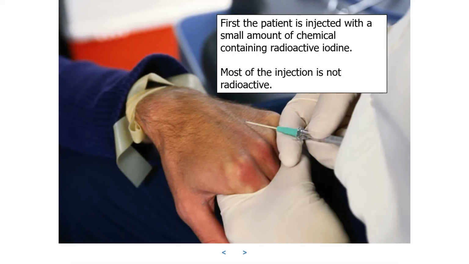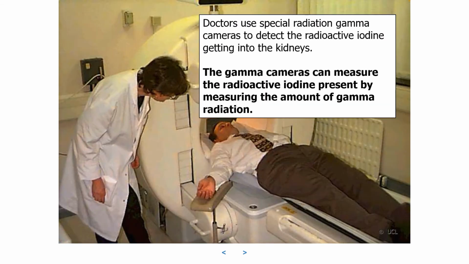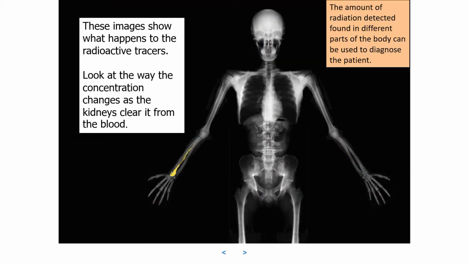Firstly, the patient is injected with a small amount of a chemical containing radioactive iodine. Now remember, most of this injection is not radioactive. Doctors then use special gamma cameras to detect the radioactive iodine which is in the kidneys. The gamma cameras measure the radioactive iodine present by measuring the amount of gamma radiation it emits. These images show what happens with radioactive tracers as they move through the body.